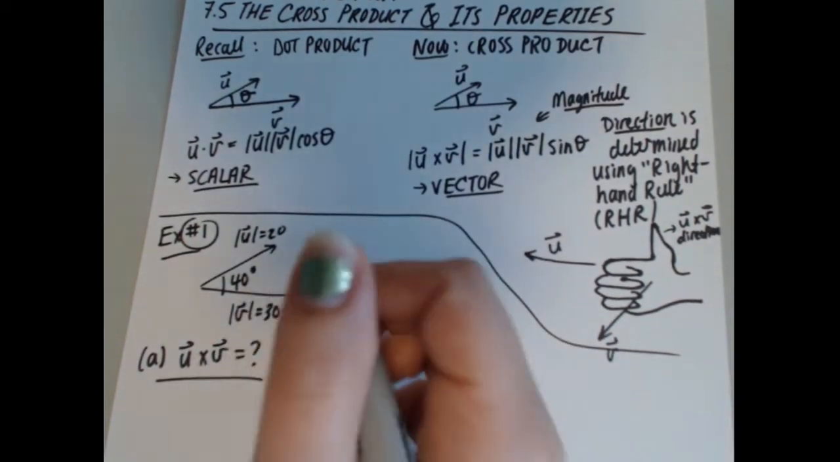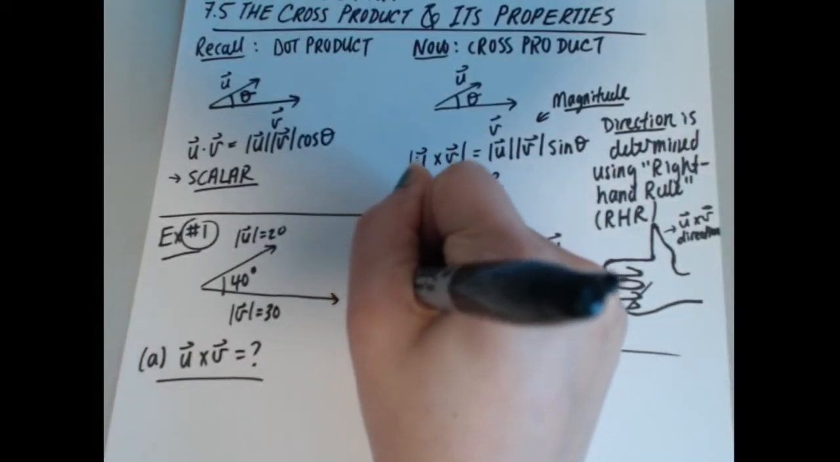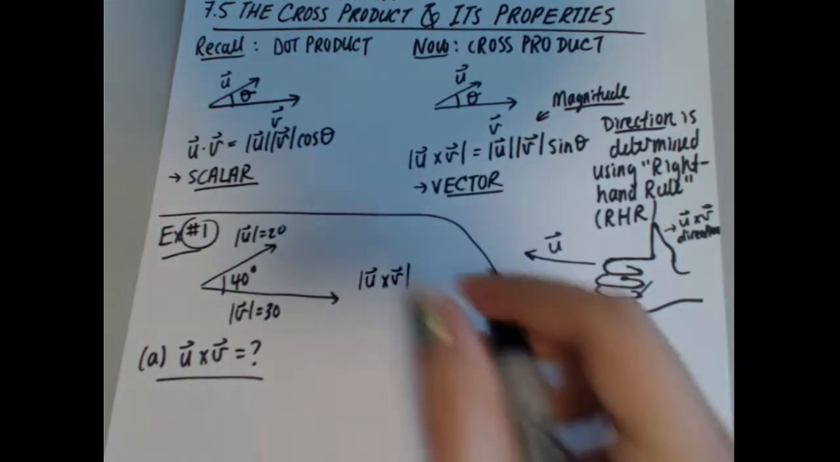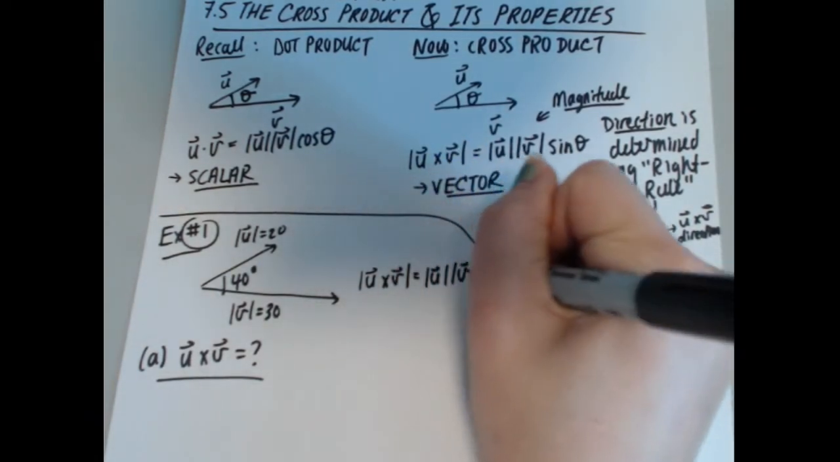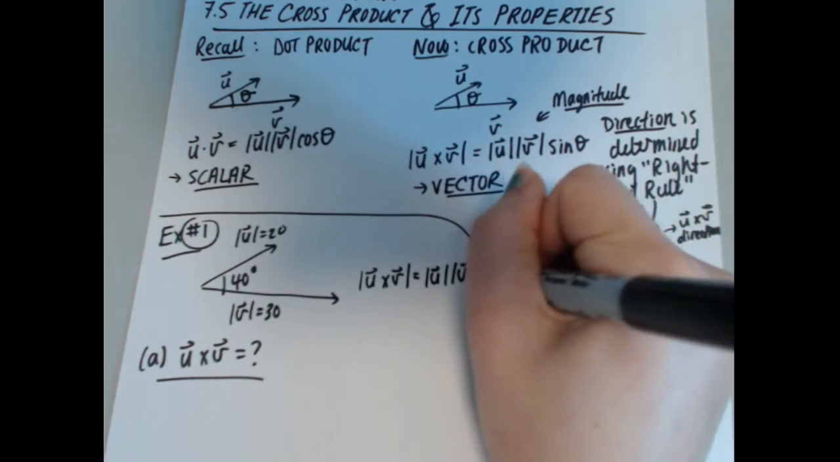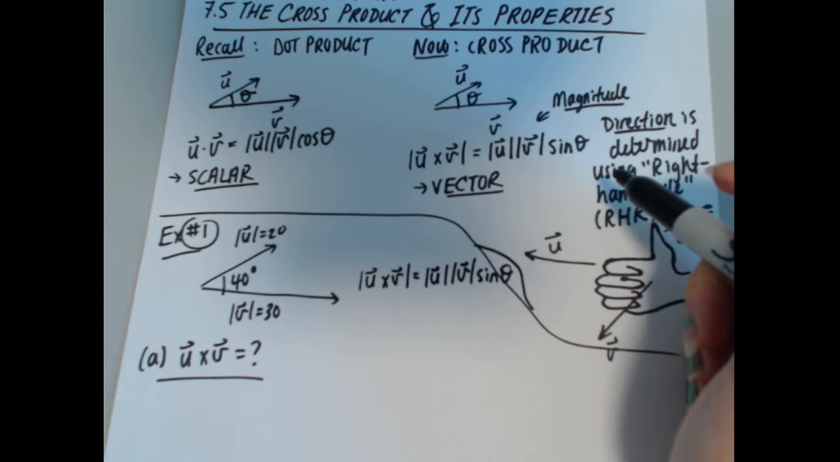Okay, so we are looking for U cross V, so we're going to find the magnitude first. We'll find the direction using the right-hand rule. So the magnitude of U cross V is the magnitude of U times the magnitude of V times sine of the angle.